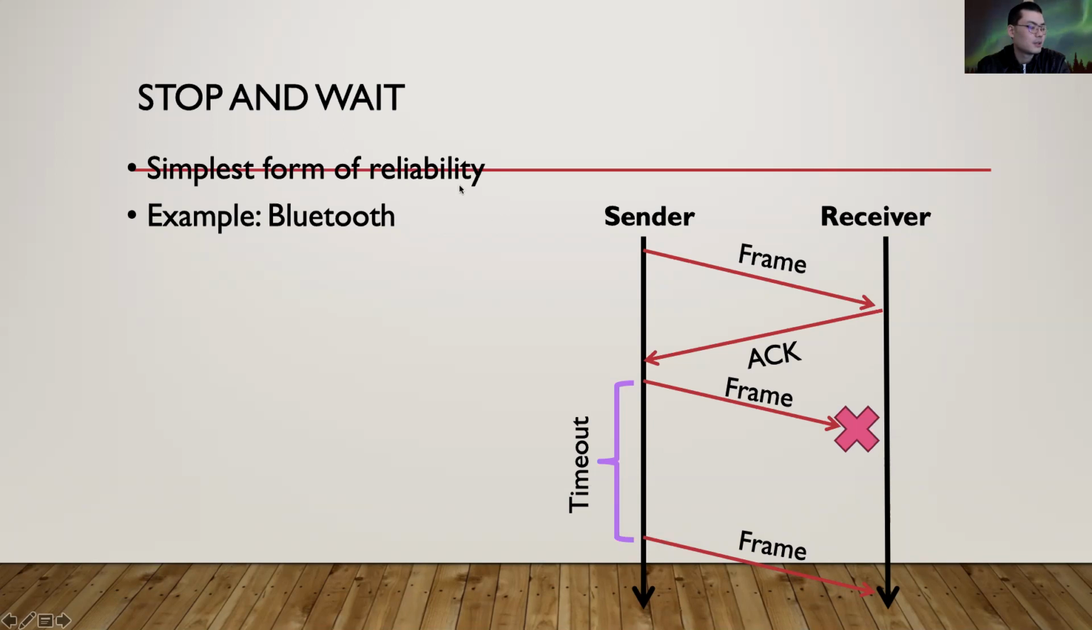Here we are talking about the link layer. For example, Bluetooth is using this scheme. You send, and if the other side says, hey, I received it, then you send again. Bluetooth is fine because the physical distance between sender and receiver is very short. So this is totally okay. But for some protocols, this is not acceptable, and we will see that later.